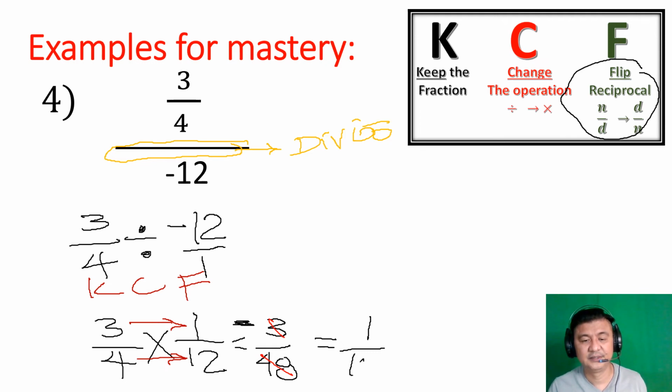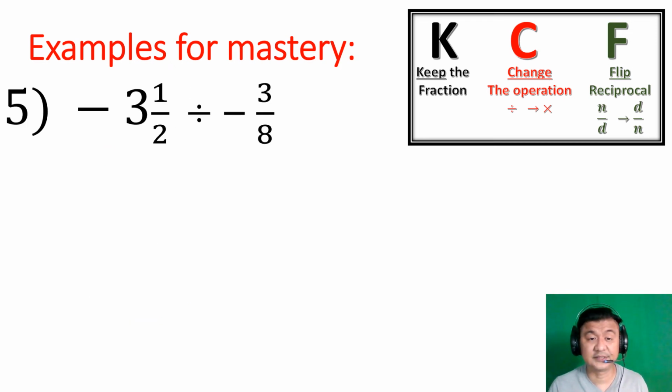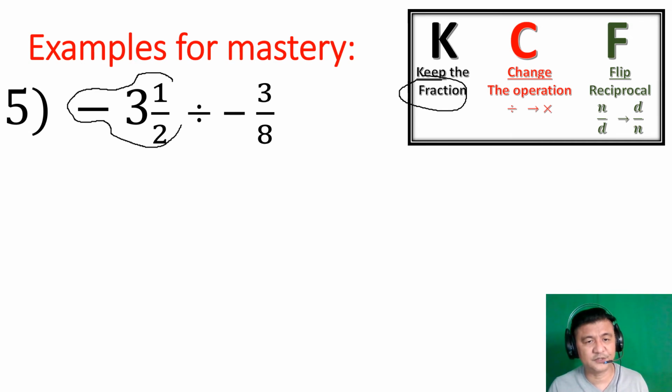16. But don't forget your negative there. So the answer is negative 1 over 16. Now, for this example, you would see a mixed form. So how do we deal with a mixed form? Remember, you need to keep it, but it's not a fraction. Let me change this first to a fraction so that my life would be easier.